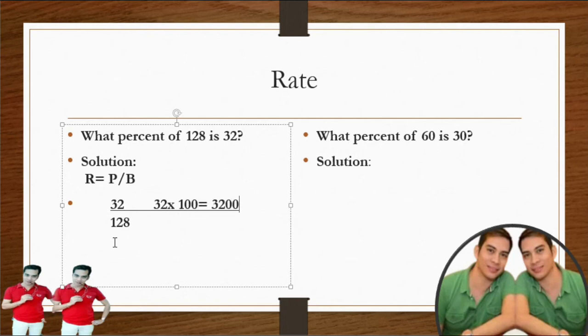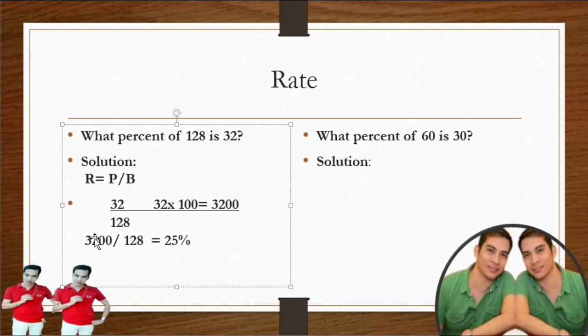So, then we divide: 3,200 divided by 128, the answer is 25. Then, annex the percent sign. So, 3,200 divided by 128, the answer is 25%. So, bakit po siya naging 3,200?